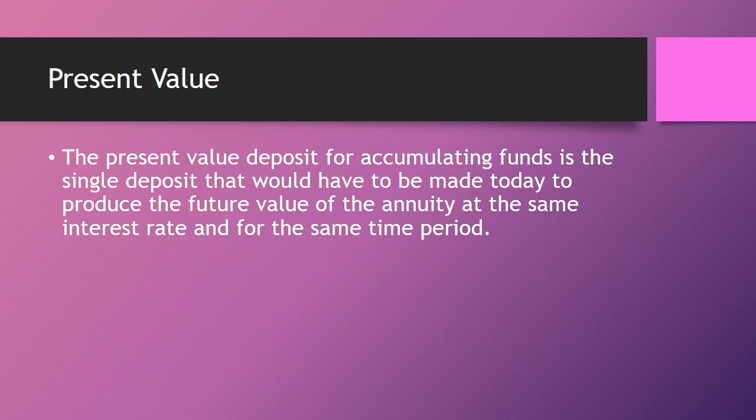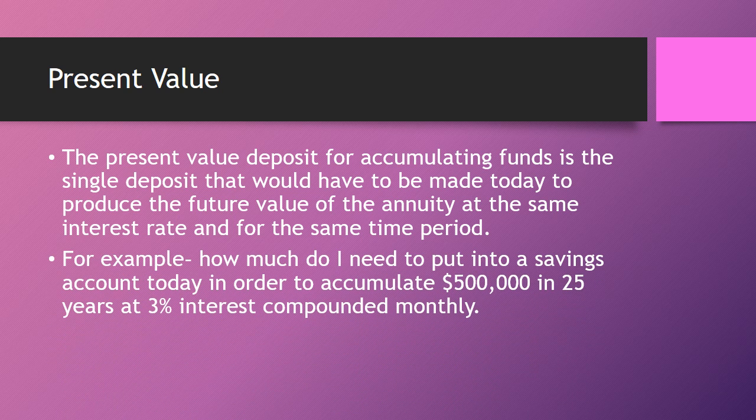The present value deposit for accumulating funds is the one deposit that you make today to produce the future value of the annuity at the same interest rate and for the same time period. For example, how much do I need to put into a savings account today in order to accumulate $500,000 in 25 years at 3% interest compounded monthly?